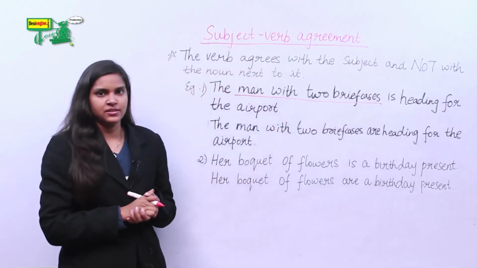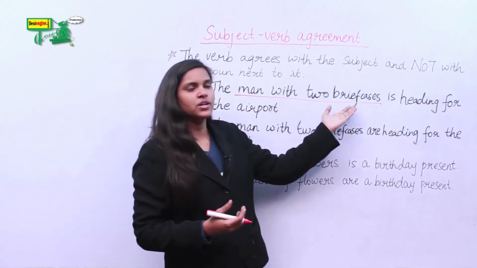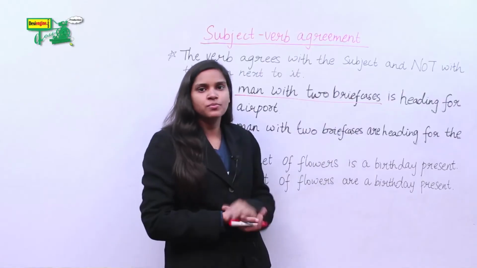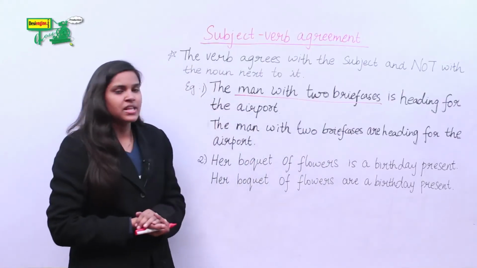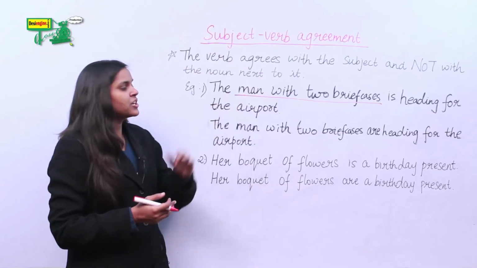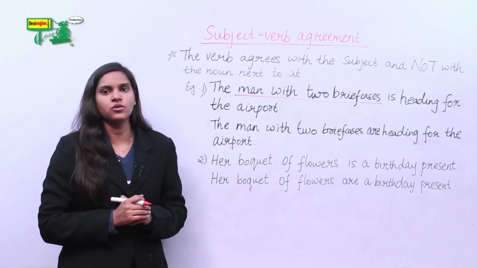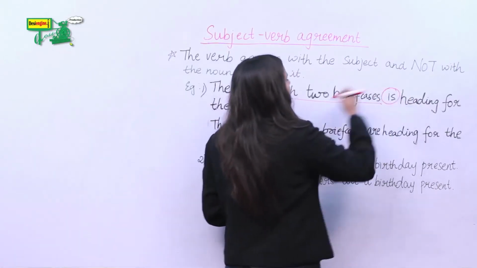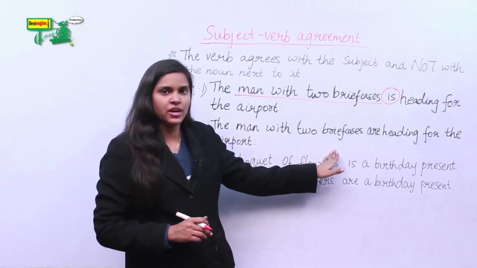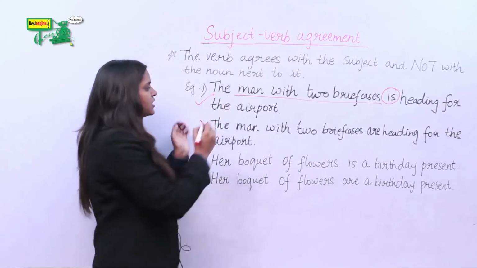Here our noun phrase is man with 2 briefcases. There is a tendency to put a plural verb after the word briefcases because the noun is plural. But that would be wrong because the rule is that the verb agrees with the subject and not the noun next to it. Our subject in this noun phrase is man, which is singular. Therefore, the verb should also be singular. And that's why is correct, whereas the sentence, the man with 2 briefcases are heading for the airport is wrong. This is the correct sentence.